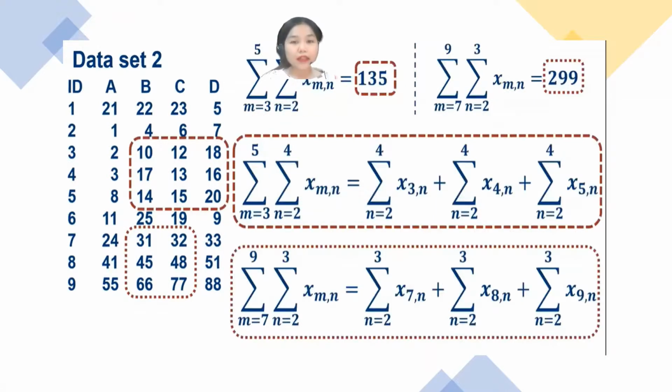So let's try to check the difference if we switch our variables, or just change the range of the dataset we will use. But the same dataset, or the same two-way table, is our baseline information. So summation of xmn as m goes from 3 to 5 and n goes from 2 to 4, the answer is 135. This region represented by the rectangle created with dashed lines are the datasets involved in the summation.